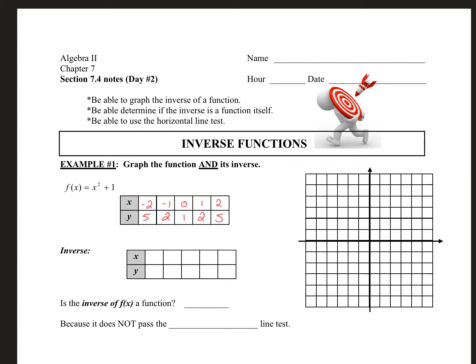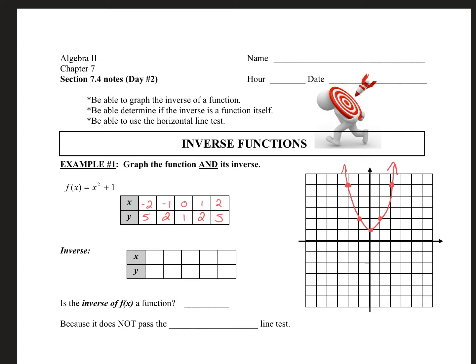So I'm going to plot each of these points. Okay, our first point is -2, 5, which is right here. Our next point is -1, 2, and then 0, 1. And then our other 2 points are 1, 2, and 2, 5. So we can draw in this graph here. So that's the graph of the function that we're given. Okay, so that's step 1, but now we want to find the graph of the inverse.